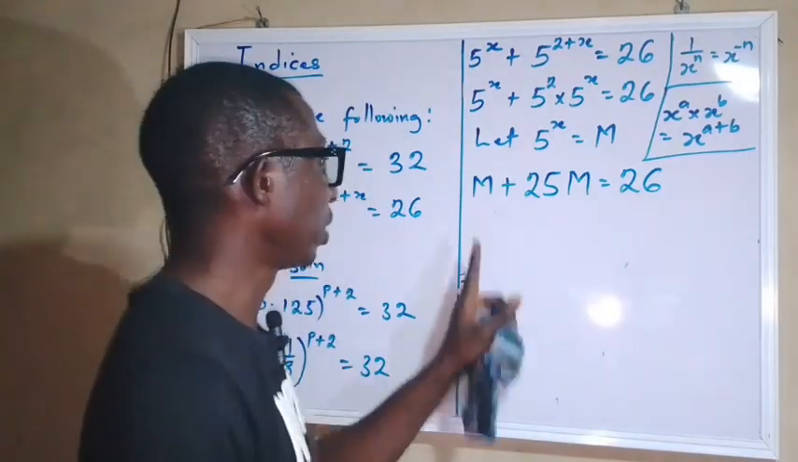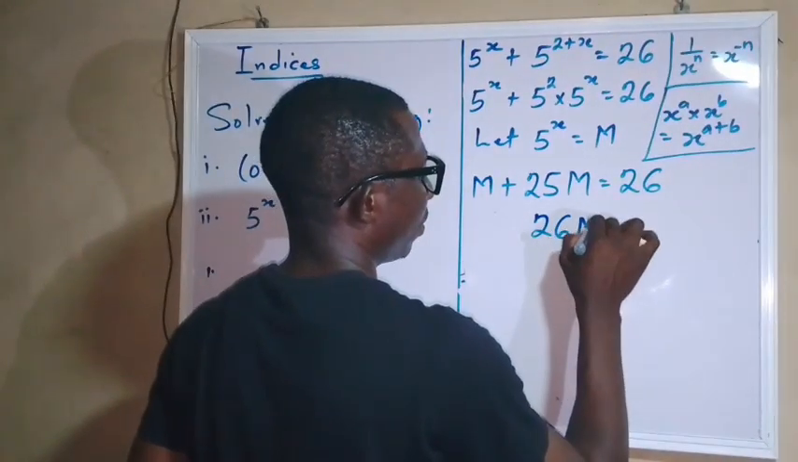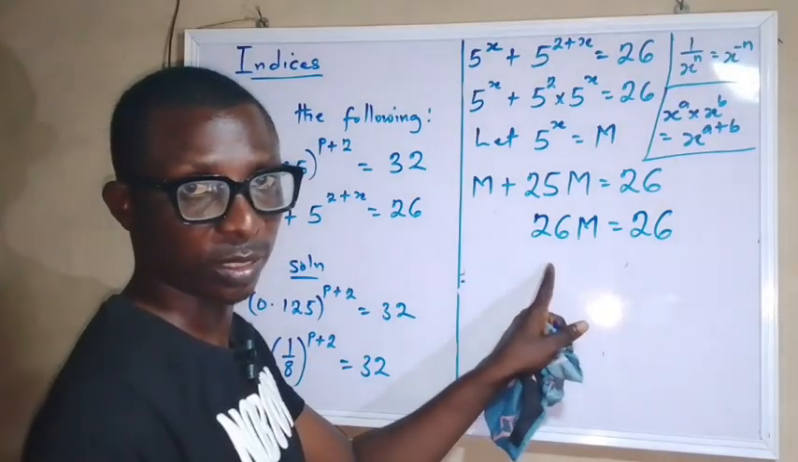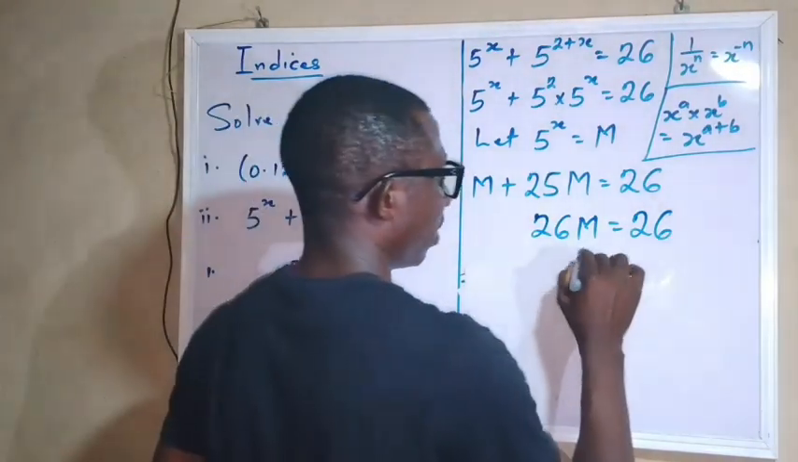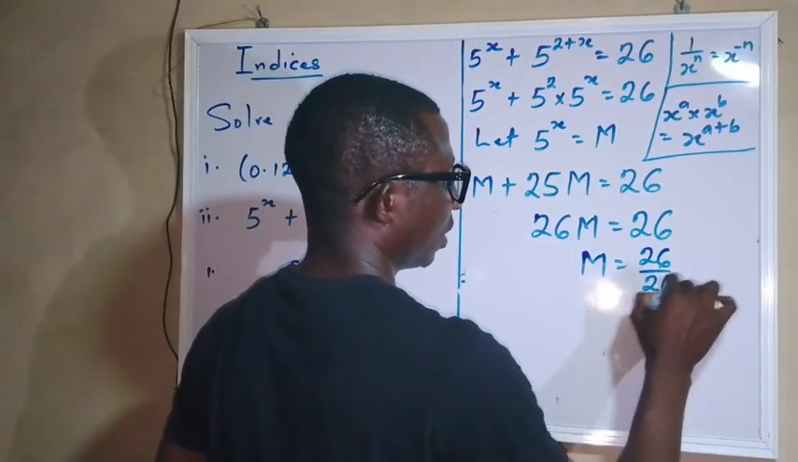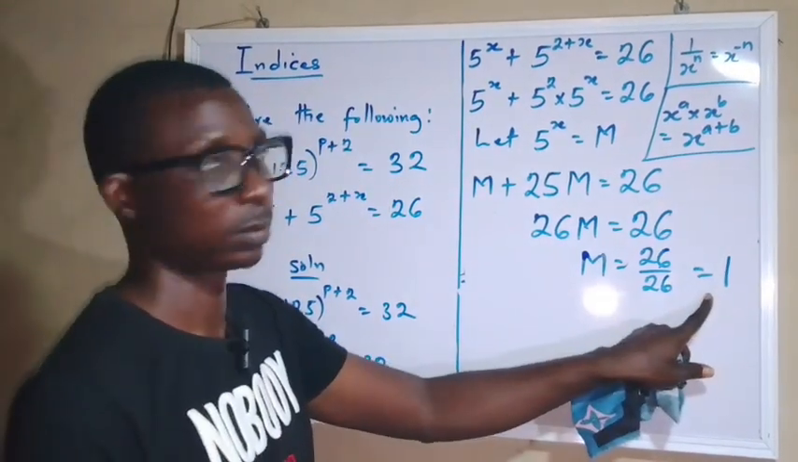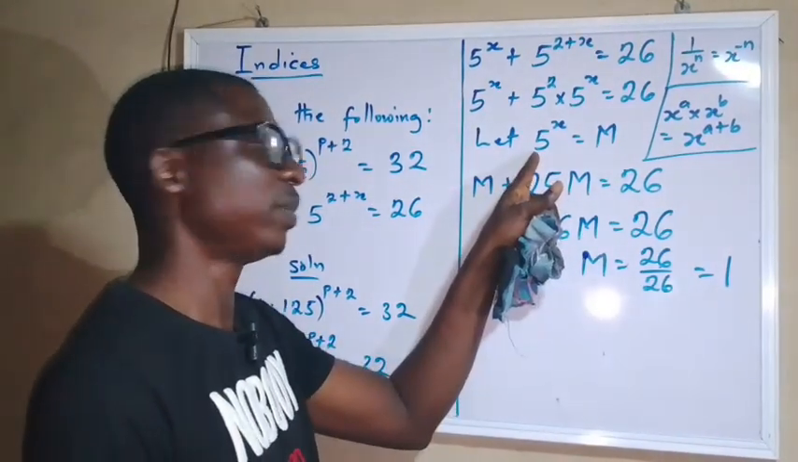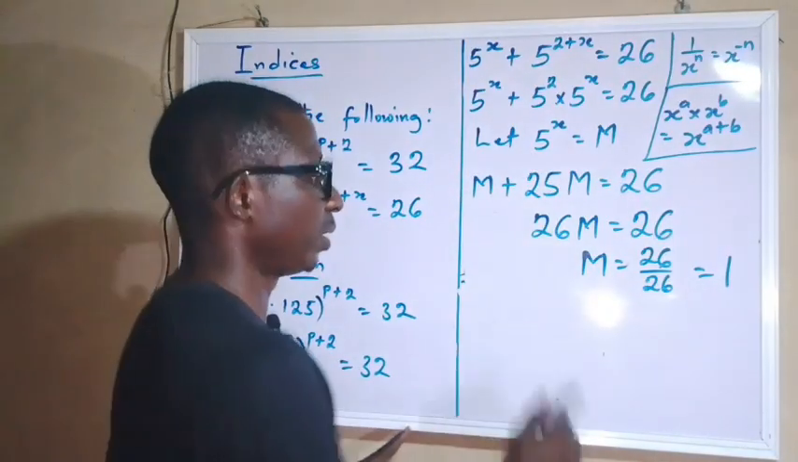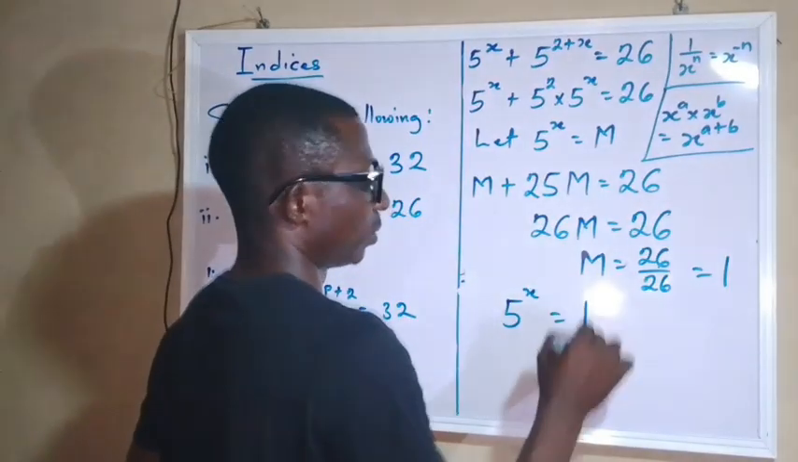Now you add this and this together. So you have 26m equals 26. You can divide both sides by the coefficient of m, that's 26. So we have m equals 26 over 26, and that's 1. So m is 1. But m is 5 raised to the power of x. So that means 5 raised to the power of x is the same thing as 1.